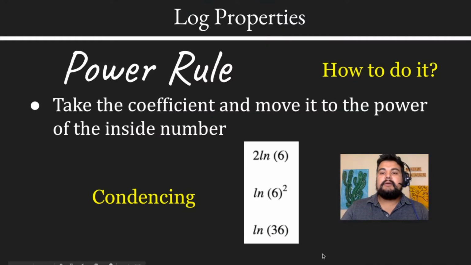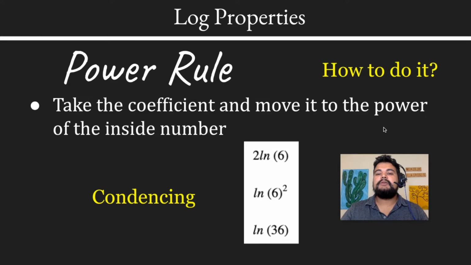Now let's look at the power rule. It takes the coefficient, the number in front of the log, and moves it to the power of the inside number. So right here we have a 2 in front of the ln, and we have the inside number to be 6. So we're going to take this 2 right here, and we're going to move it to the power of the 6. So you're going to end up with ln of 6 to the power of 2. So 6 squared is 36, and that's how you work the power rule.